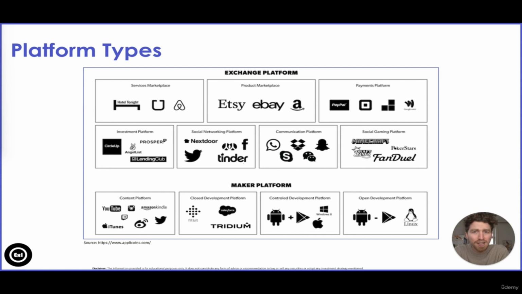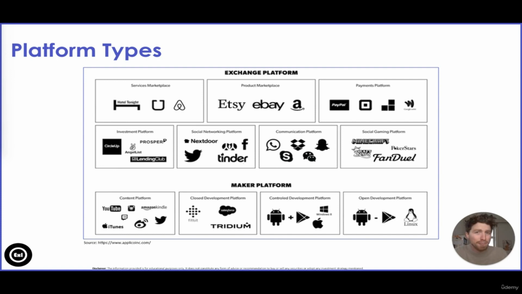If we look at an exchange platform like Airbnb, you have one apartment owner who is using Airbnb to rent out his apartment to a guest who's looking for a place to stay. The same is true for eBay. You have one product owner who wants to sell his product, who's using eBay to connect with a product buyer who's looking for exactly this kind of product.